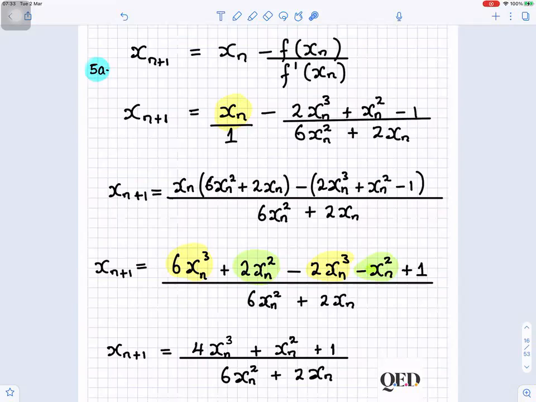So what will happen now is 6x cubed minus 2x cubed will give you 4x cubed. And 2x squared plus x squared gives you 3x squared. And then you have that plus 1, and then you have the denominator. QED, quod erat demonstrandum, as required to show.